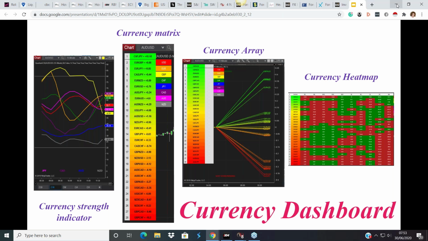Is that flow consistent across the pairs? Which is why we developed what we call the currency matrix and the currency array. And we also have a fourth indicator here called the currency heat map, which looks at tracking those flows across multiple time frames. But as I said, the best way to see all this is to see it in action.